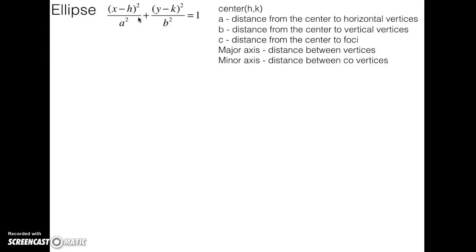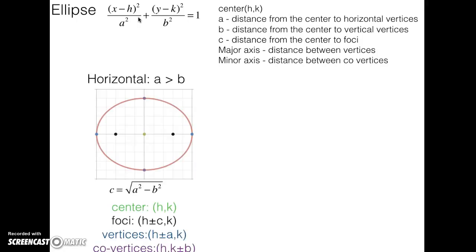C is the distance from the center to the focal points. The major axis is the distance between the vertices. The minor axis is the distance between the co-vertices.